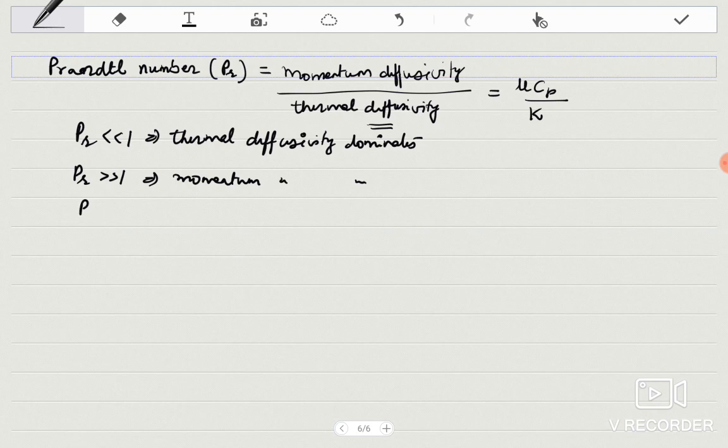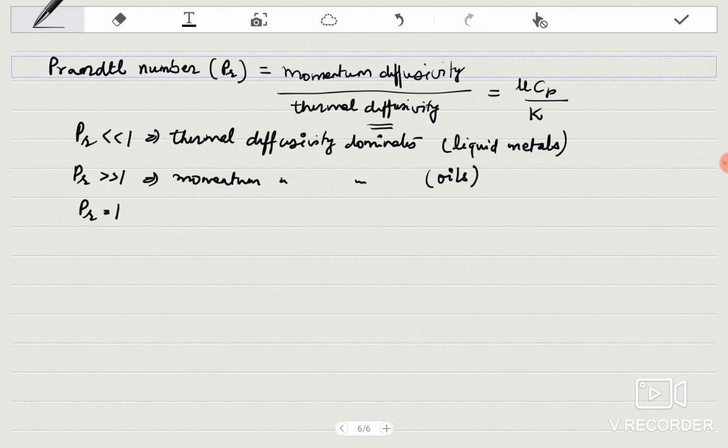And when Pr is equal to 1, momentum and heat both dissipate at the same rate, because momentum diffusivity is equal to thermal diffusivity. This is true for liquid metals, because their thermal diffusivity is dominant. Here the heat diffuses quickly in metals, so Pr is strictly less than 1. And Pr greater than 1 may be the case in oils, where heat diffuses slowly.